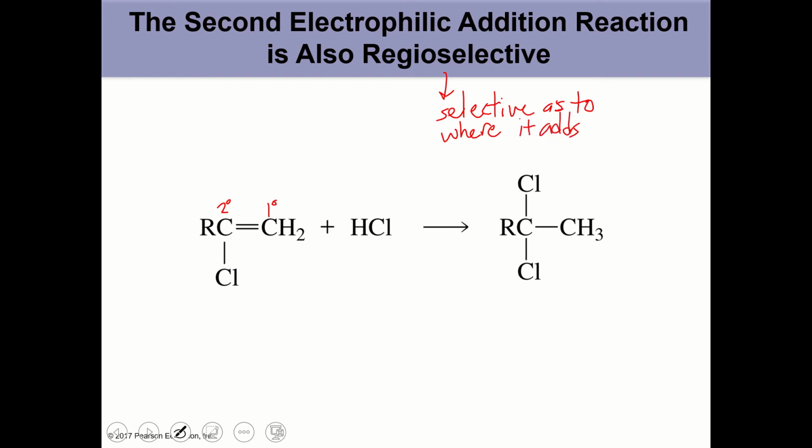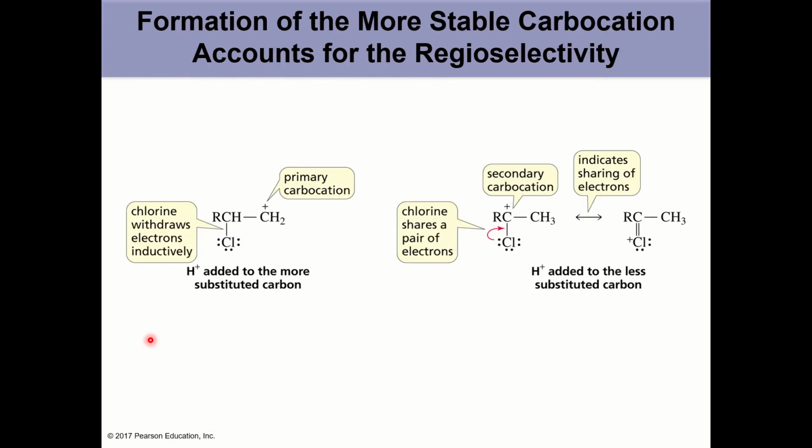Okay, and so because it's going to add to the more substituted carbon, that is why we end up with the geminal dihalide. Geminal meaning that both of the groups of interest, the chlorines, are on the same carbon. The formation of the more stable carbocation in this case accounts for the regioselectivity. A secondary carbocation, even a secondary carbocation with chlorine, is more stable than a primary carbocation.